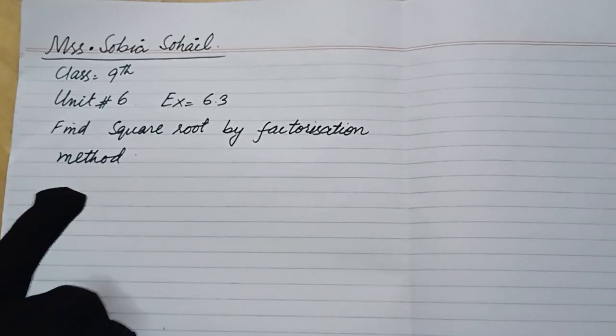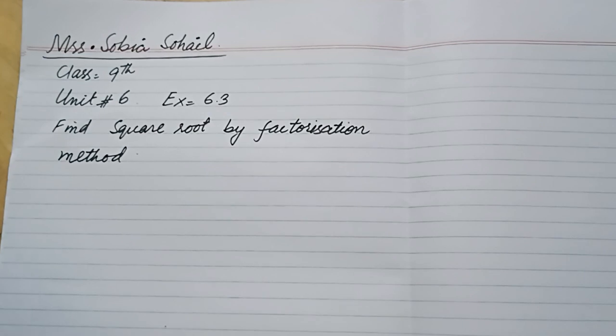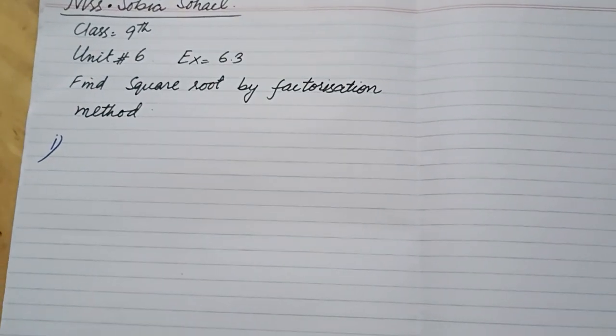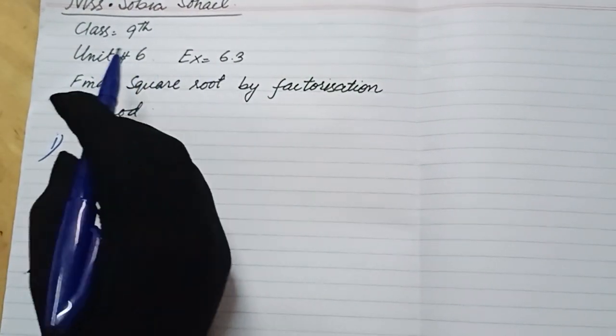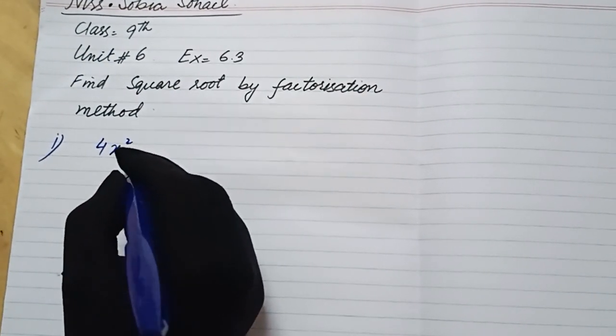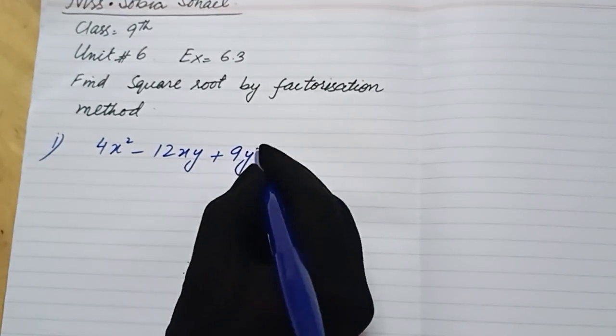Today I will explain the topic of finding the square root by factorization method. Okay, so let me write a few questions regarding this one. The first part, I have taken the question from unit number 6 of exercise 6.3, class 9. 4x square minus 12xy plus 9y square.